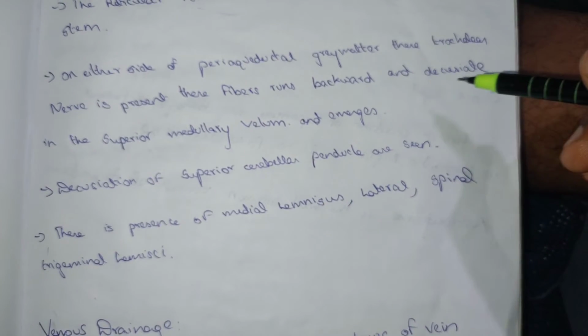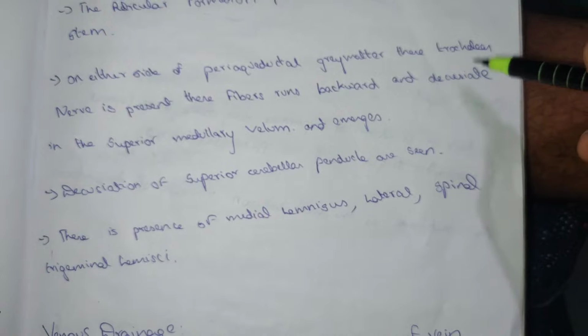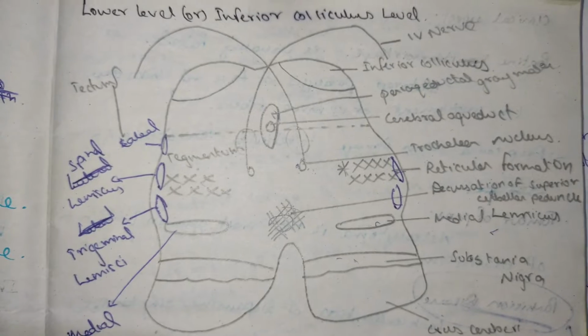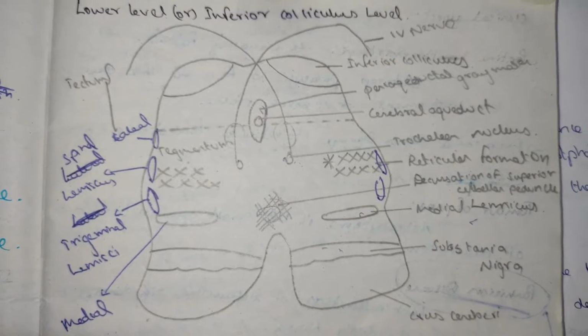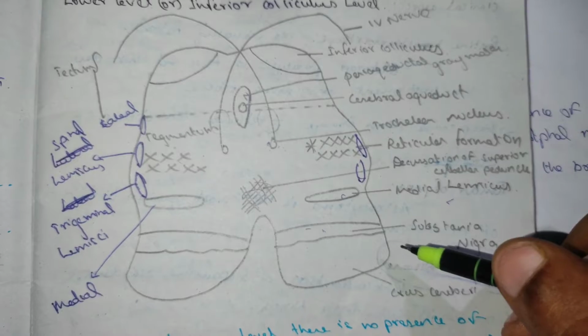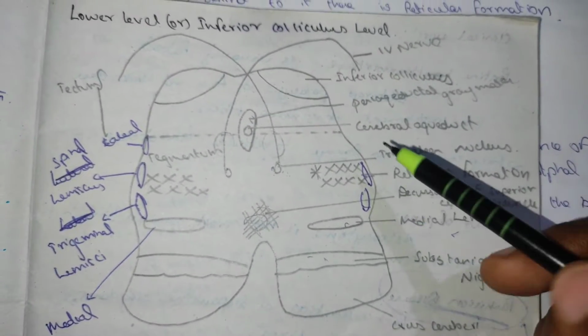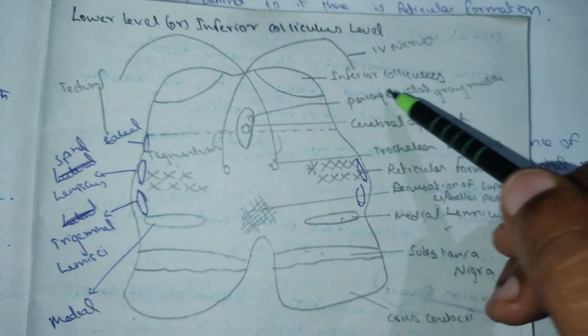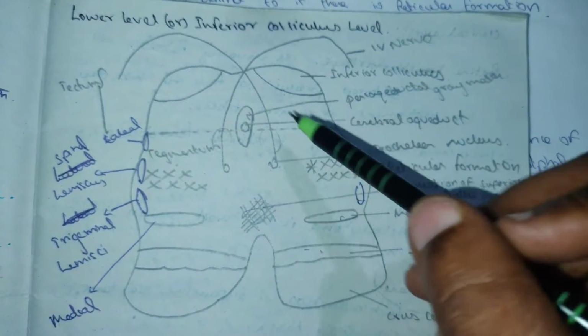There is the periaqueductal gray matter and the trochlear nerve. There is cranial nerve number 3. This is the lower level of the midbrain. It also consists of 3 parts: the crus cerebri, substantia nigra, as well as the tectum and tegmentum. This is the tectum at the inferior colliculus level because it is the lower level.